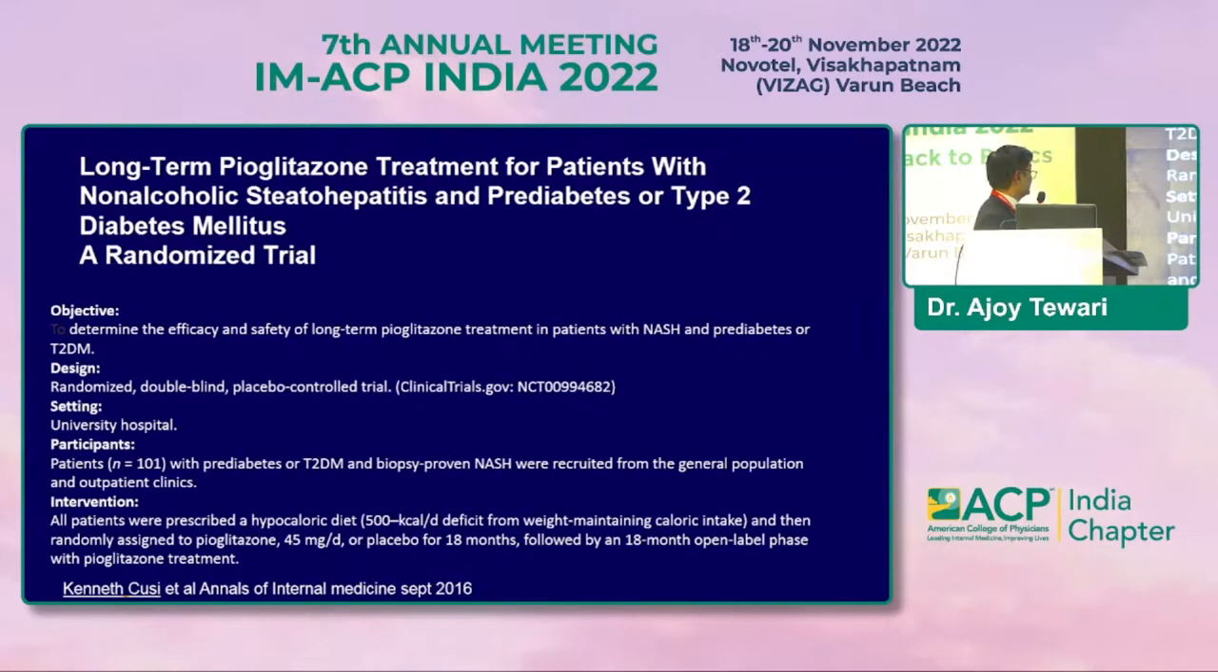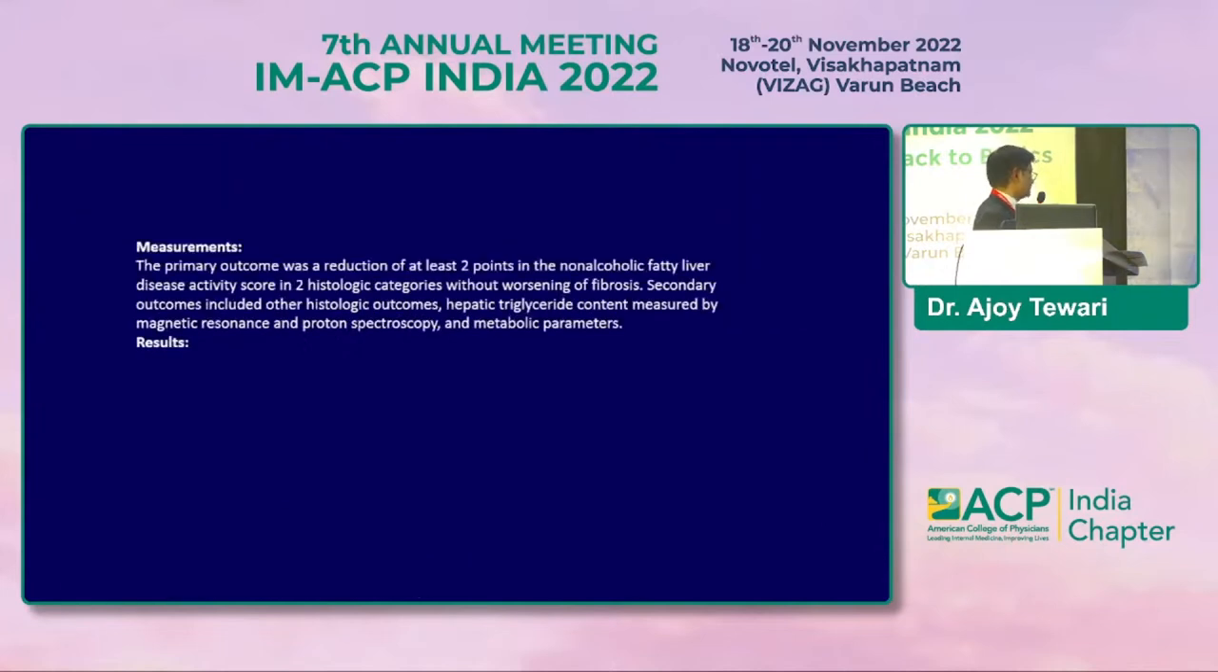Then another interesting study, long-term pioglitazone treatment for patients with non-alcoholic steatohepatitis in patients with pre-diabetes or type 2 diabetes mellitus. This was done by Cusi, and it was published in the Annals of Internal Medicine. The intervention was that all patients were prescribed a hypocaloric diet, around a 500 kilocalorie deficit, and then randomly assigned to pioglitazone 45 milligram per day or placebo for 18 months, followed by an 18-month open label phase with pioglitazone treatment.